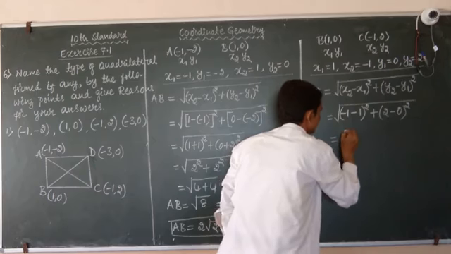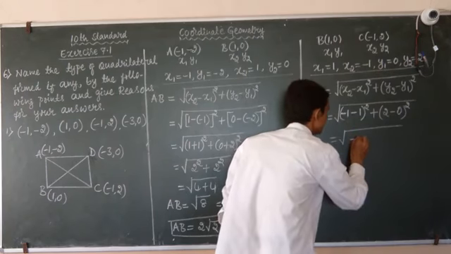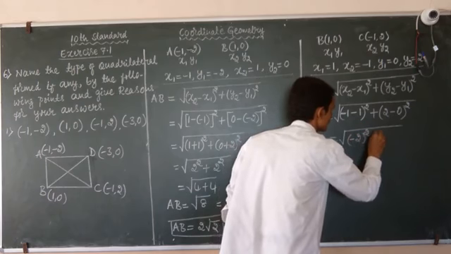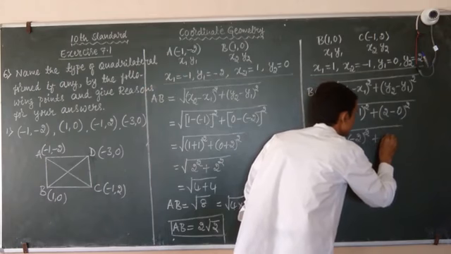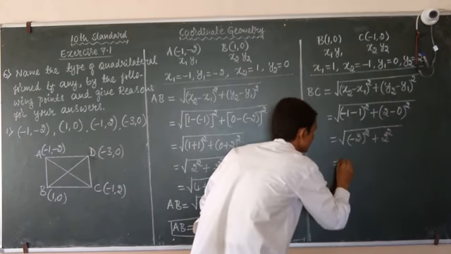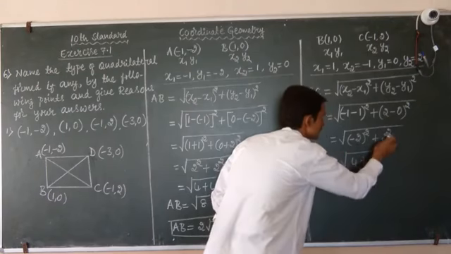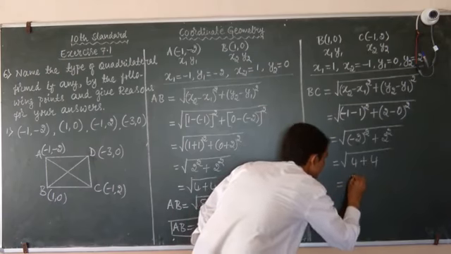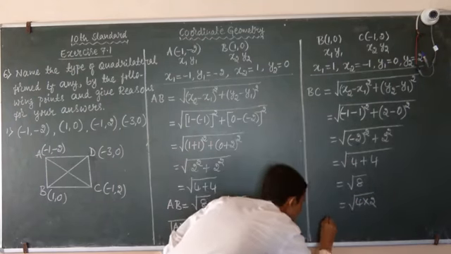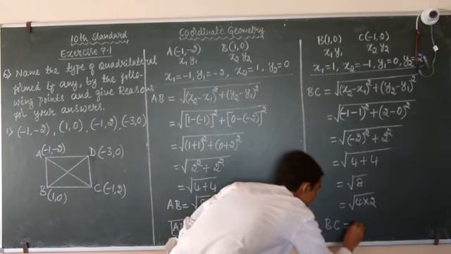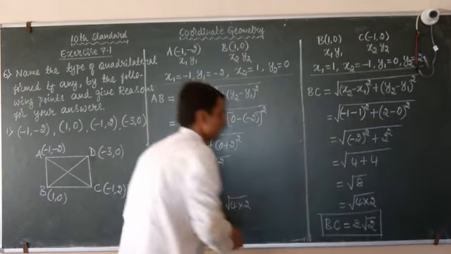Which will be equal to, -1 and -1 with similar signs, so it will become -2 whole square, plus, if 0 is subtracted from any number we get the same number, so it will be 2 square. Equals root of, observe here, -2 into -2 is 4, plus 4, 4 plus the 2 squared, so again 4, which will be equal to root 8. If you write it in simplified form, 4 into 2, we get the value of BC. So BC equals, 4 is a perfect square number, 2 root 2. The value of BC is 2 root 2.